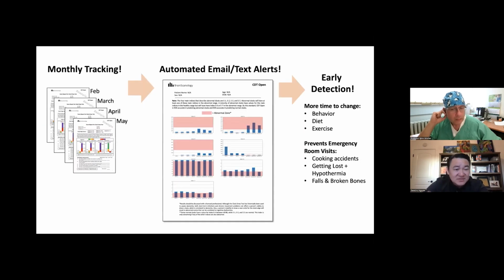And this allows us to do monthly analytics. So with monthly analytics, the patient can see, okay, are my scores reaching the red zone, which is the abnormal zone? And because this is analytics, that is graphical data, we can create automated email and text alerts to notify the patient and their doctor and their family members that there should be a follow-up because something is going on. So this will allow us to detect dementia early, which allows people to change their behavior, diet, and exercise to slow down dementia. But it also prevents a lot of unnecessary emergency room visits due to accidents, such as cooking accidents and falling and breaking bones.